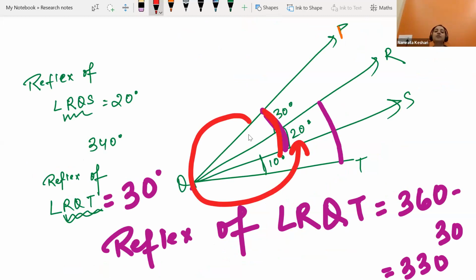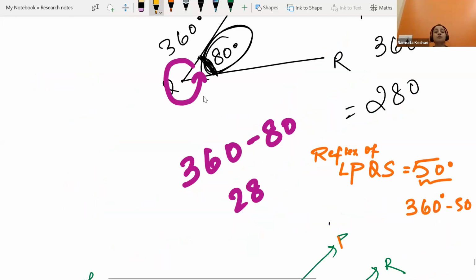How will we find that? Completely it's 360 degrees. From 360, if we take out that 50 degrees, we will get the reflex. This red colored angle. Yes or no? Yes, ma'am. Basically, we want to find this angle. That is the reflex of PQS. And to find that, first we must know what the angle is. If the angle is given, then easily we will be able to find the reflex of this particular angle. Is it crystal clear to all of you? Yes, ma'am.